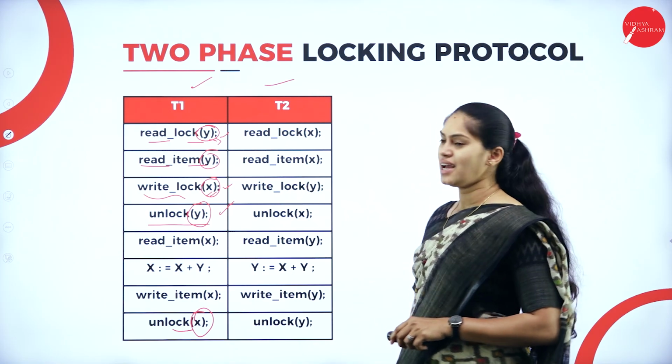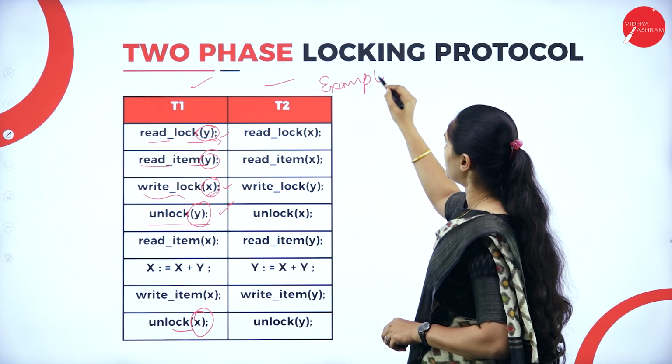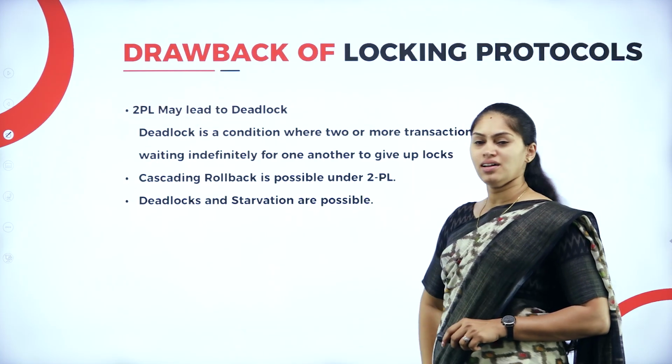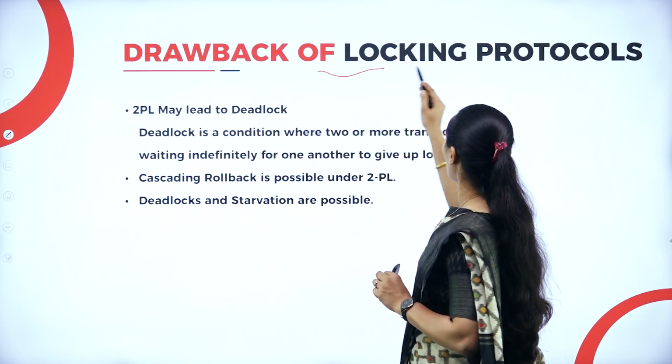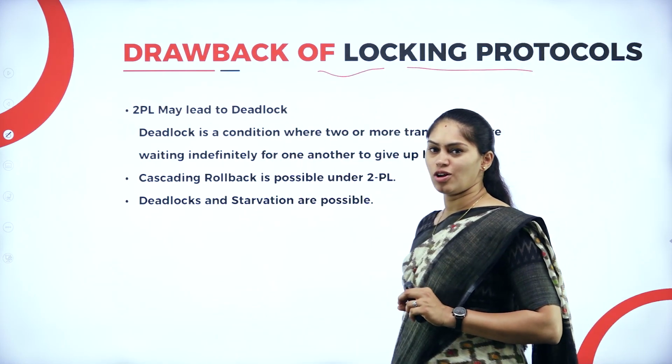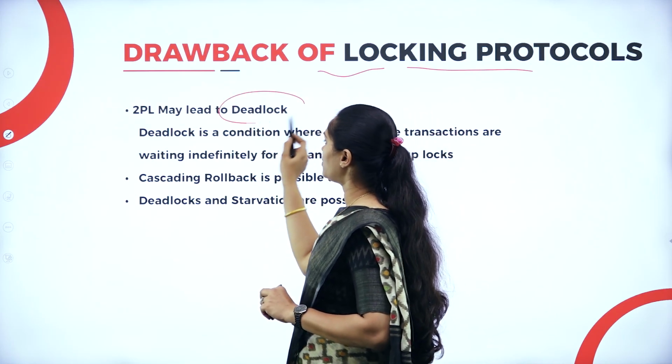Fine. This is regarding the example that you can expect for this two-phase locking protocol. Next, here we have certain disadvantages of having these locking protocols or the two-phase locking protocol. What are those? You can see here, it may lead to deadlock.